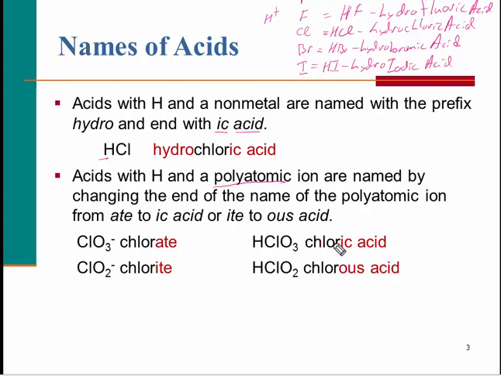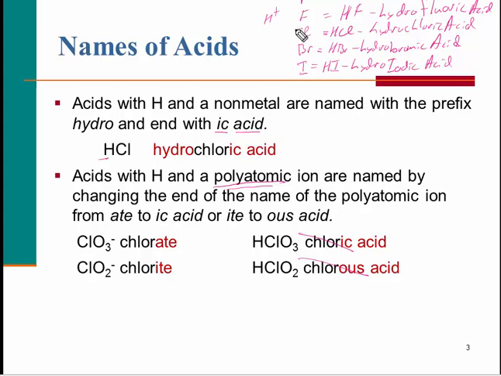I'm not going to ask you to know chloric acid or chlorous acid or perchloric acid. There are a number of other acids that you need to know, but these are not them. We're not going to talk about these two. But a number of the other acids have a polyatomic ion associated with them.